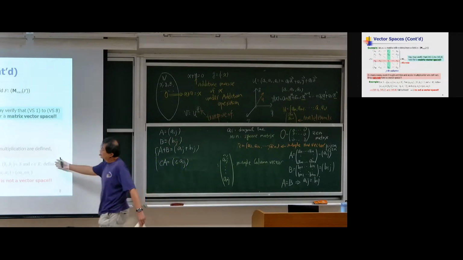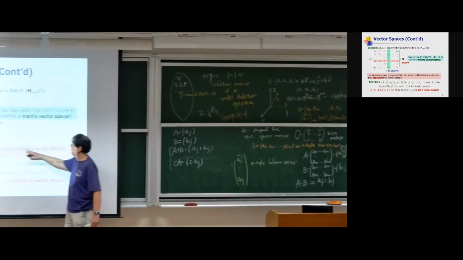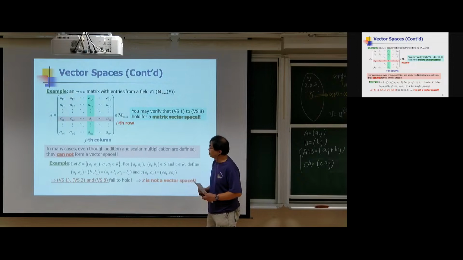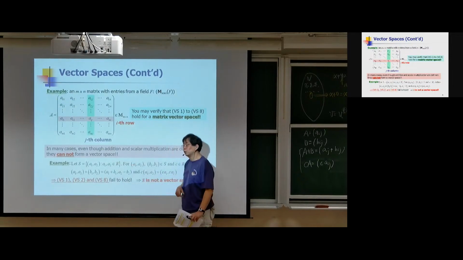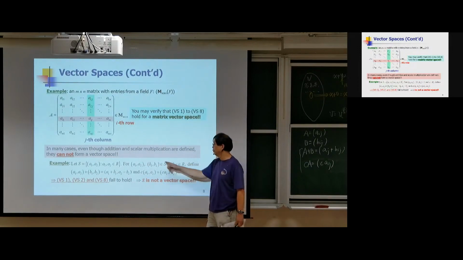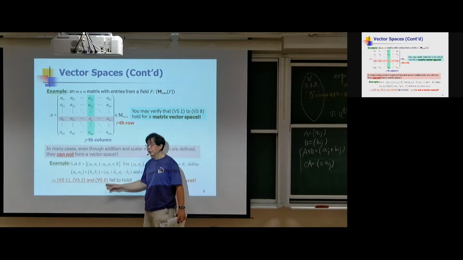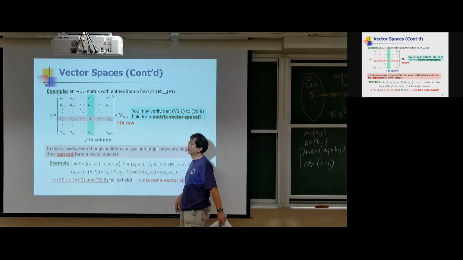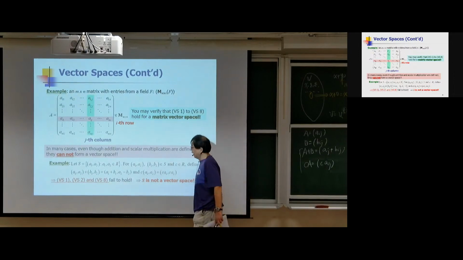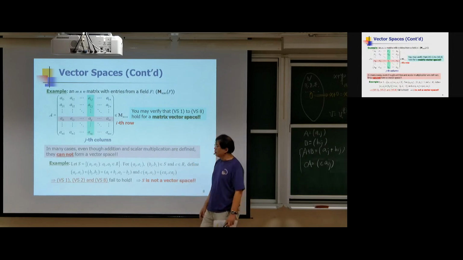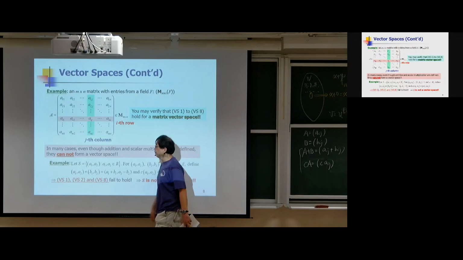Okay, but sometimes we have a definition of addition and scalar multiplication, but they cannot form a vector space. For example, in this case, I have two-dimensional vectors A1, A2 and B1, B2 belonging to this set. But if we define addition, A1, A2 plus B1, B2 as A1 plus B1, but A2 minus B2, which is different from our conventional addition of two vectors, and the scalar multiplication is identical to the conventional one, then you can easily find that VS1 doesn't hold.